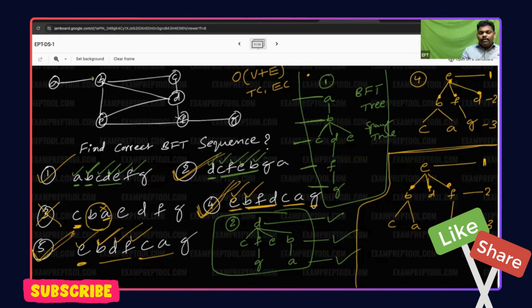I'm repeating once again. A is the BFT tree height. B is the DFT tree height. What is the relation between them? Comparing A and B, B will be more or sometimes equal also. What is the answer? A is less than or equal to B.